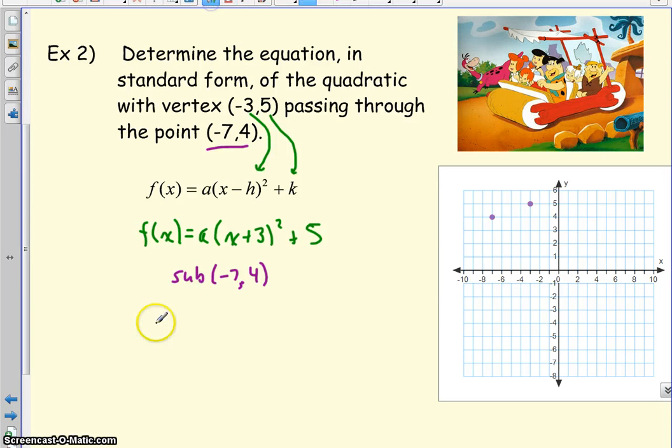Alright, welcome back. So again, where we left off is we're trying to solve for the a value here, so we're going to sub in the point for x and y, and that will leave us with a as the only unknown, so we should be able to solve it. So the x value is -7, the y value is 4. Let's see what we get.